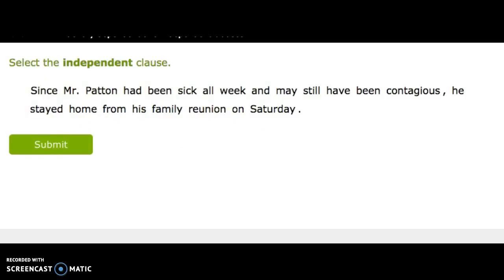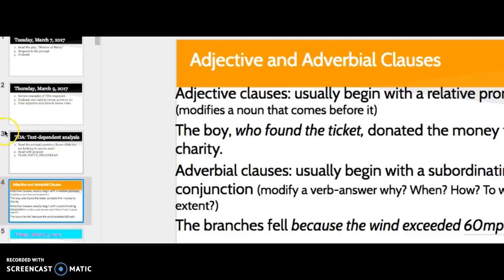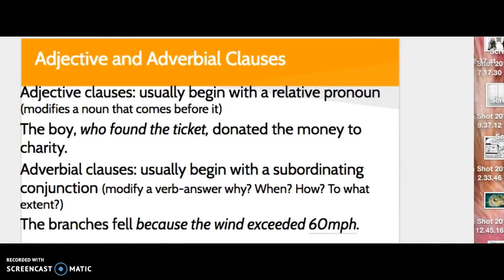So back to our initial review here, adjective and adverbial clauses. Just remember, the best signal is to look at the first word of the clause. If it's a relative pronoun, most likely it's acting as an adjective clause. If it begins with a subordinating conjunction, it's most likely acting as an adverbial clause. Both adjective and adverbial clauses are considered dependent clauses. So it's just a more specific description of a dependent clause once again. And that's the end of this review.